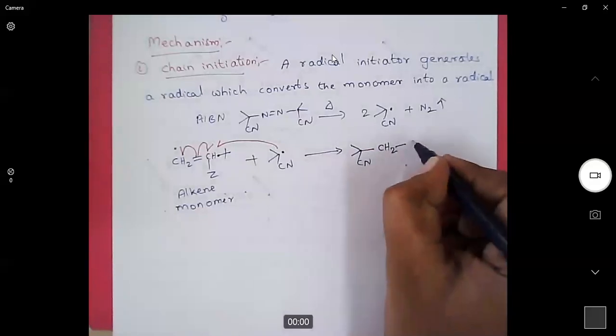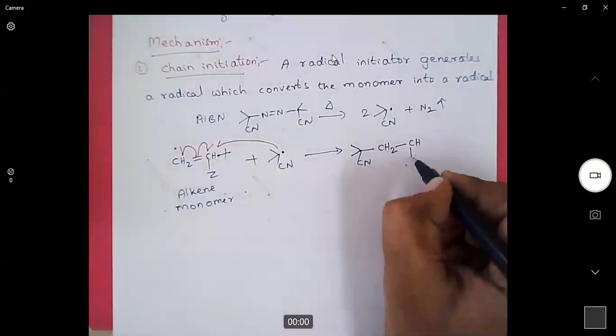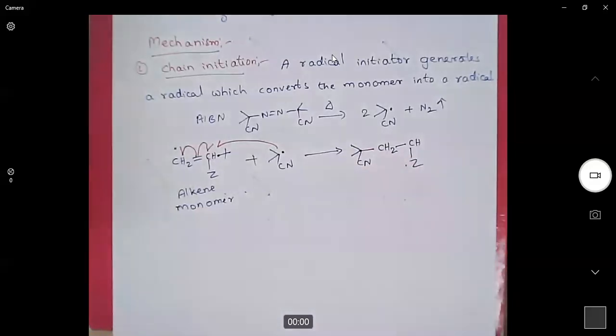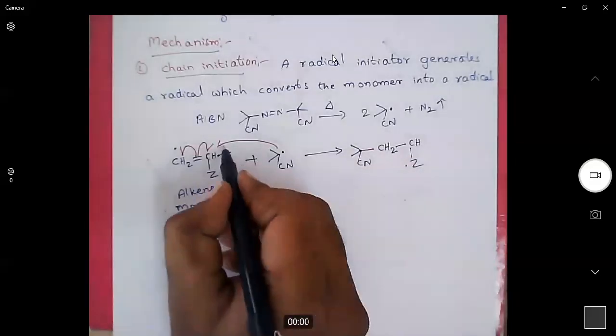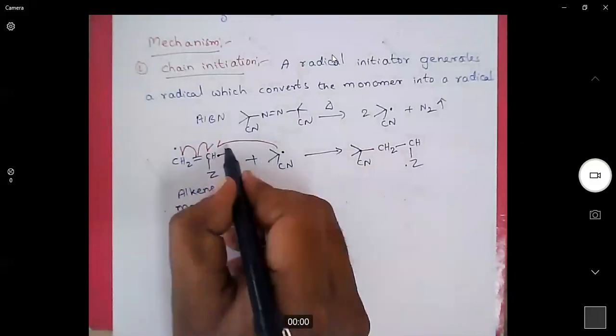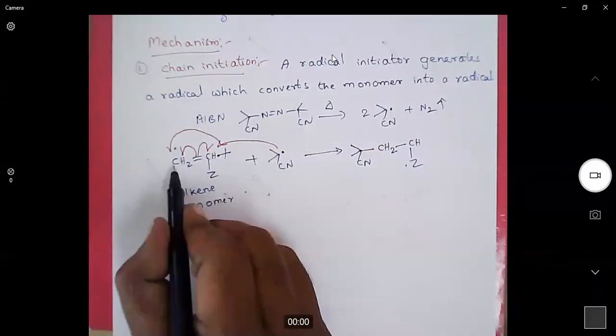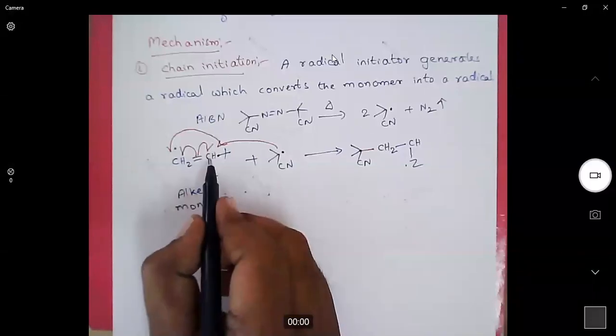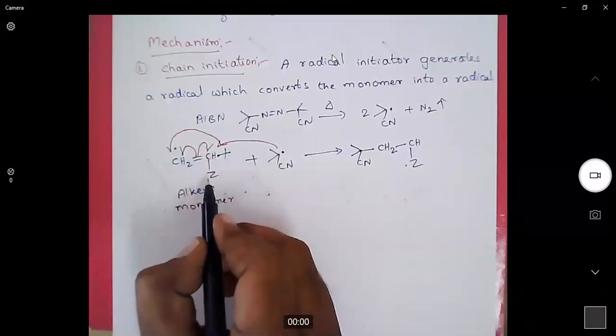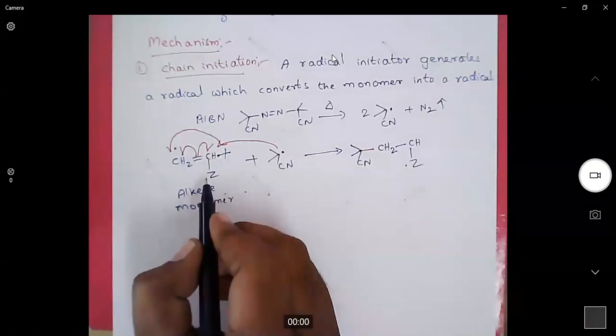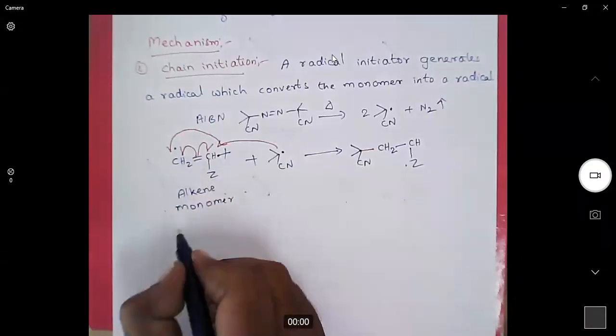CH2, CHZ. Remember, it has to react here. I'm sorry. It has to react here. Why? Because here this side radical is a primary radical, this side radical is a secondary radical because we have a substituent. As we know, the stability of radicals is tertiary radicals.